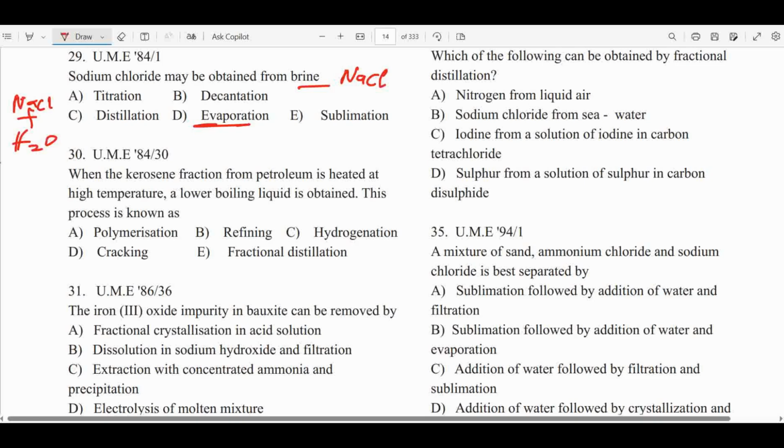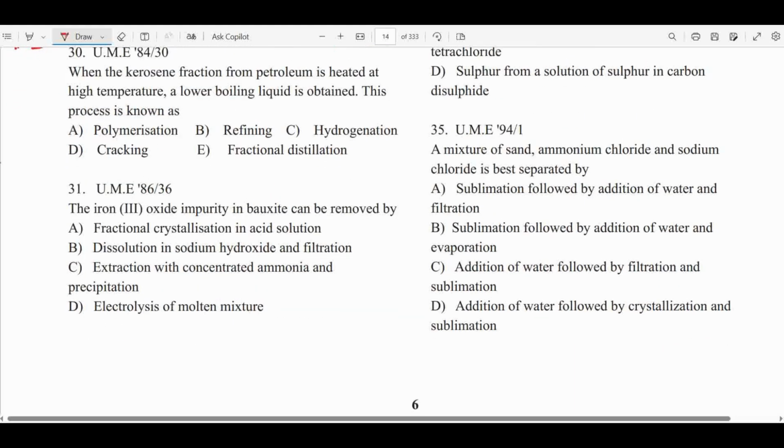Now let's take question 30. When kerosene fraction from petroleum is heated at high temperature, a lower boiling liquid is obtained. This process is known as, of course, kerosene and other substances of petroleum have relatively close boiling point. So that process would be fractional distillation. And the answer to this will be option E.